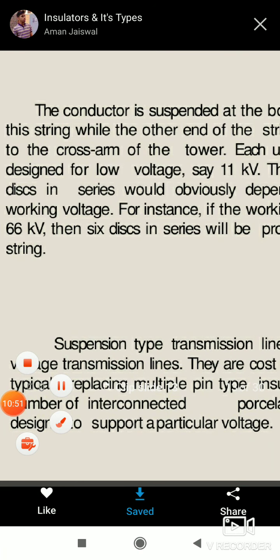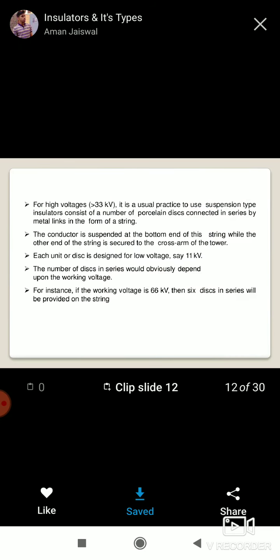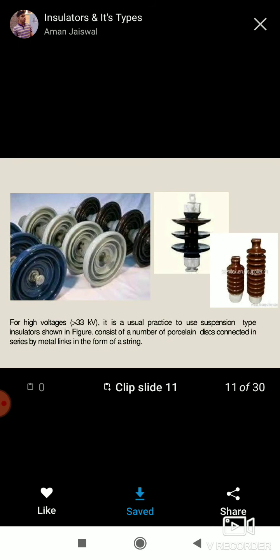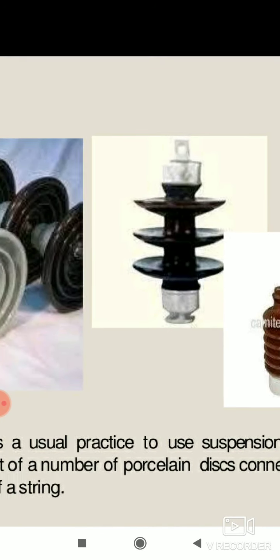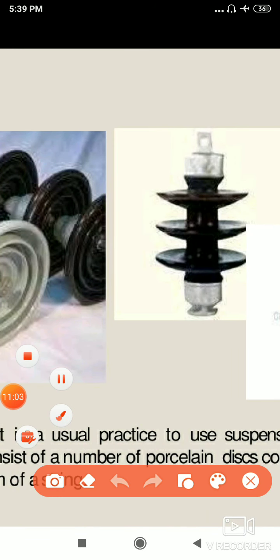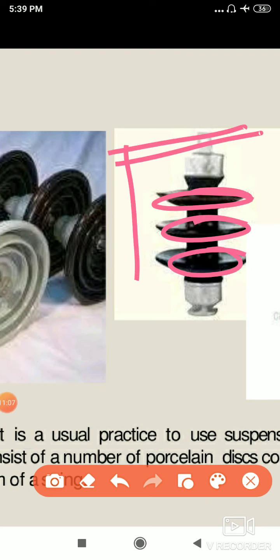You will see how the suspension type insulators are. In this way, the suspension type insulator has a number of discs. How many discs? 3 discs. Where the cross arm is connected and the pole is here, your conductor is going to hang like this. So this is a suspension type insulator.